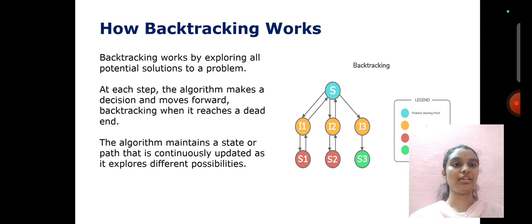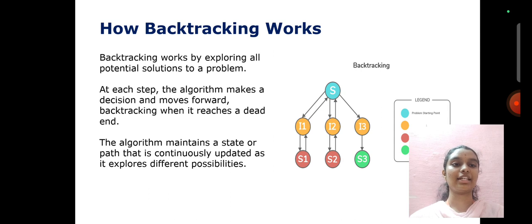Here in the example, S is the starting point and I1, I2, I3 are considered as the intermediate checkpoints. Here we are searching for the feasible solution, that is S3, and S1, S2 are not feasible solutions. Starting from the start point S, we reach S1 via I1, where S1 is not a feasible solution. So then we eliminate that and backtrack through I1 to S, and we change the path to S2 via I2.